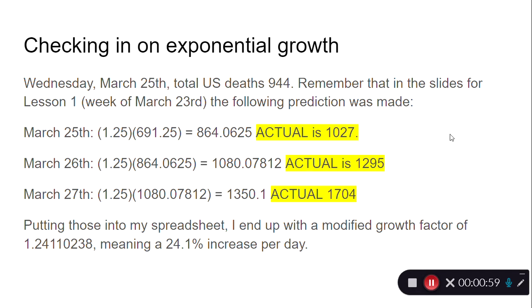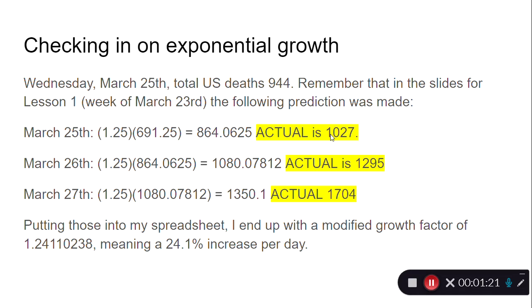So in the last lesson, which was created in the middle of spring break, I had made some predictions, and those predictions were wrong. The predictions on deaths in the US based on the regression model for the 25th, the 26th, and 27th were these numbers, and they were actually higher than that.